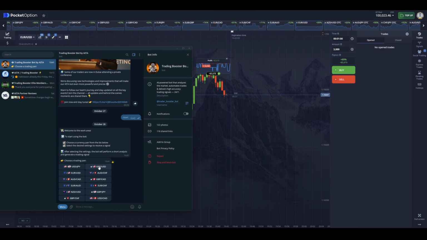Longtime subscribers remember that at first there were only 4 currency pairs in the bot: Euro dollar, British pound dollar, and Euro Swiss franc. I don't recall if it was the British pound / Japanese yen or the US dollar / Canadian dollar.